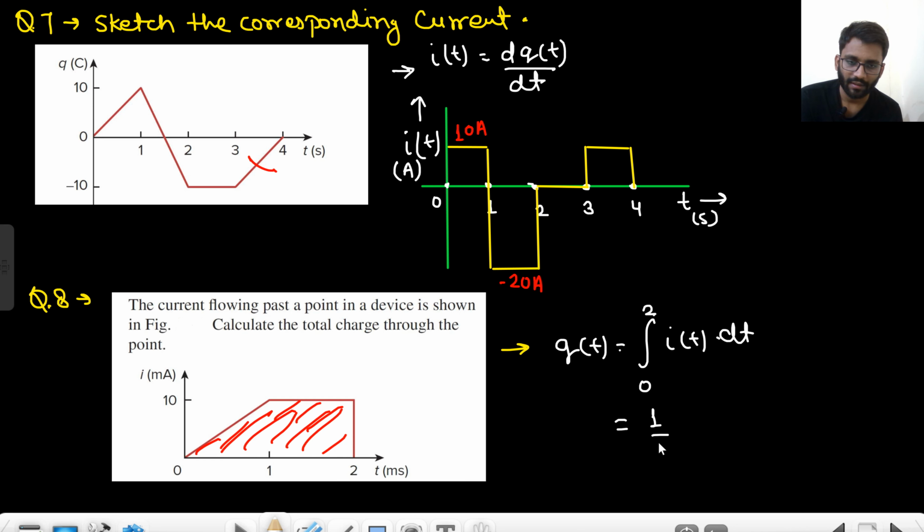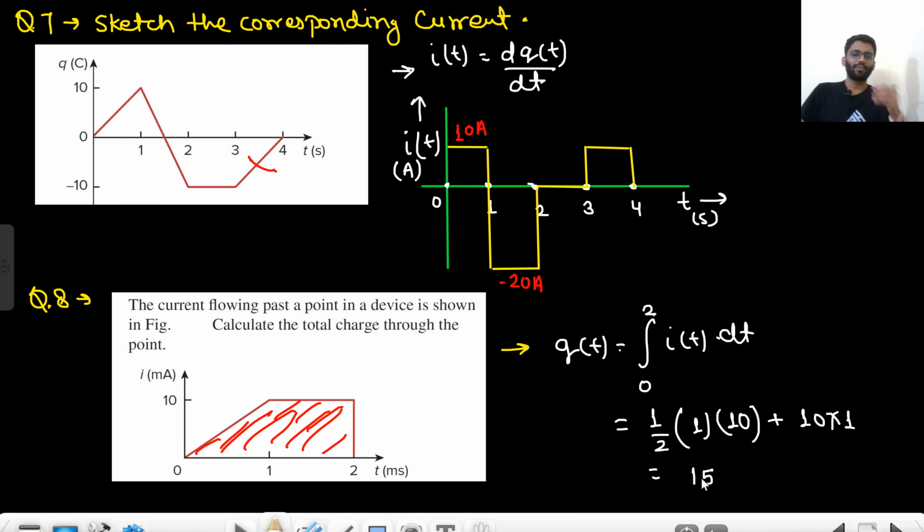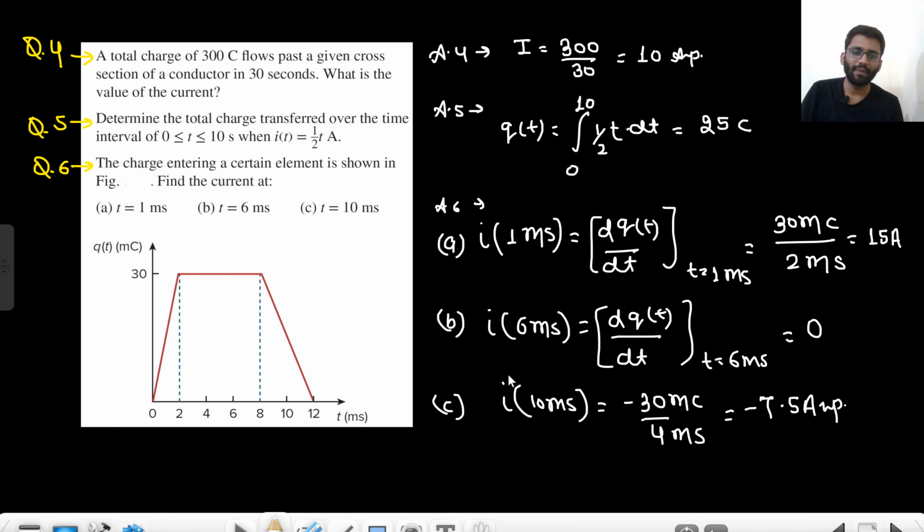You can write it in many ways. This I can take as a triangle, then 1 by 2 into 10, plus 10 into 1. That means it will be 5 plus 10, 15. Now you tell me, what will be the unit of Q? 15 is the value. It will be microcoulomb, right? Here it was ampere because coulomb by second is ampere only. Milliampere into millisecond, milli into milli, that will give micro. In the previous analysis, milli by milli, milli got cancelled. So it was 15 ampere.